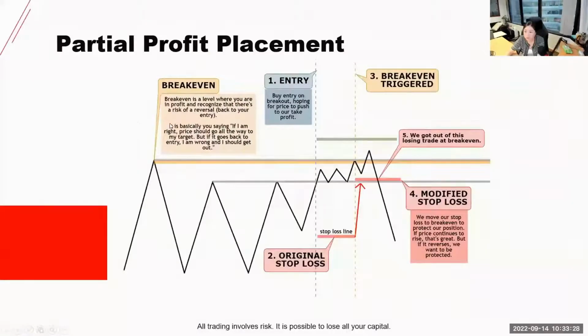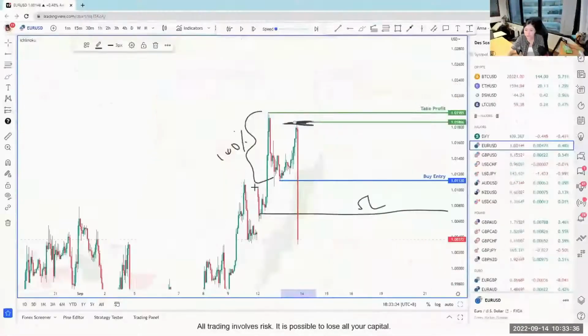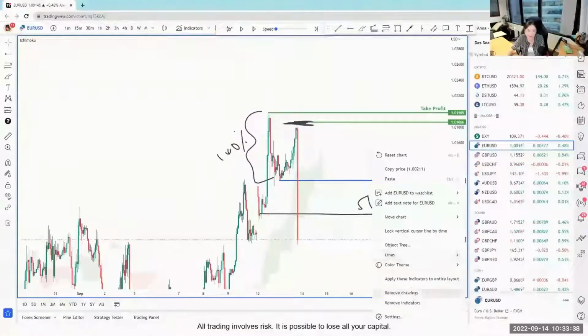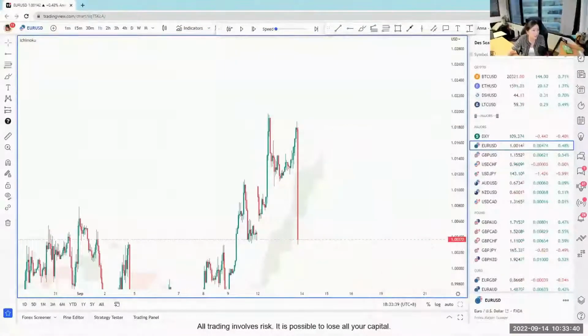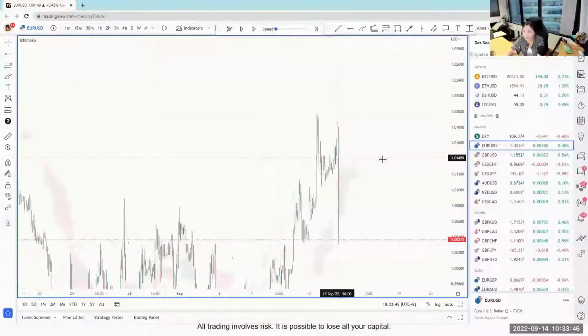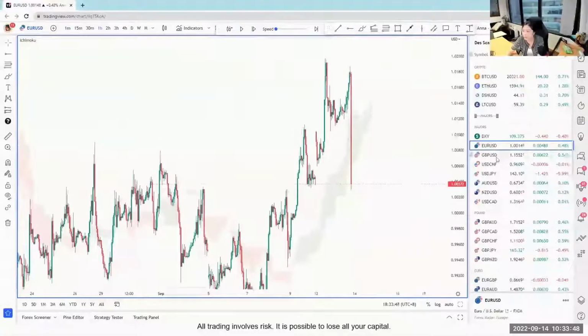Okay, so partial profit placement is exactly this. Let me bring you guys to the charts. Okay, might be easier to understand right here. If you have any questions, feel free to ask me in the section. I'll try my best to answer. So for example, we'll stick to Euro then.